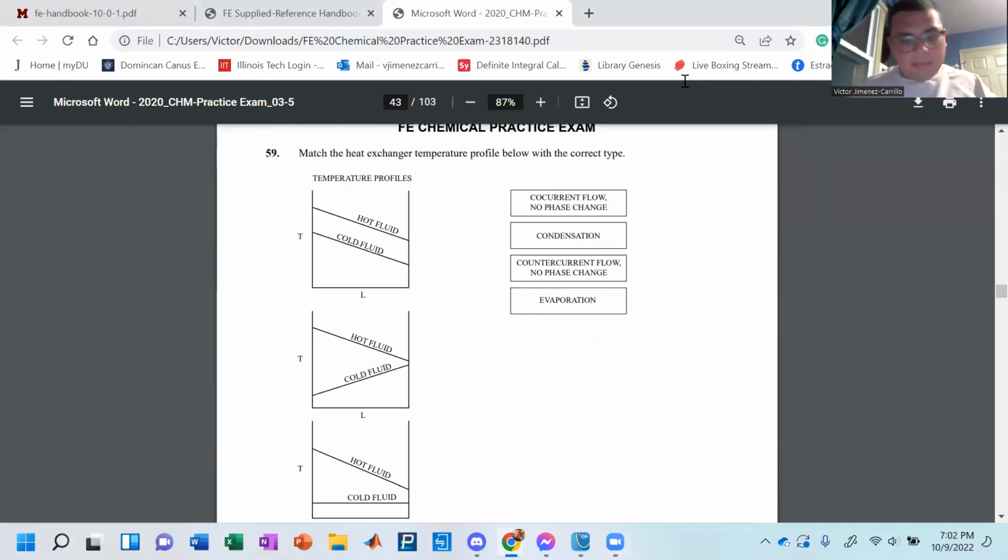Now, 59. 59 says, let's match the temperature profiles with the correct description. So the first one has T and L, and you'll first see that the hot fluid and cold fluid are both diagonal lines, and that should immediately scream counter current. When you have two lines looking just like this, it should be counter current. Counter, and there's no phase change. The next one has a hot fluid going diagonally and a cold fluid going up. That should tell you co-current.